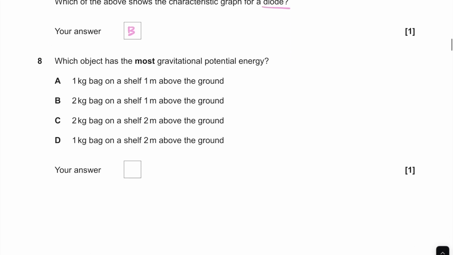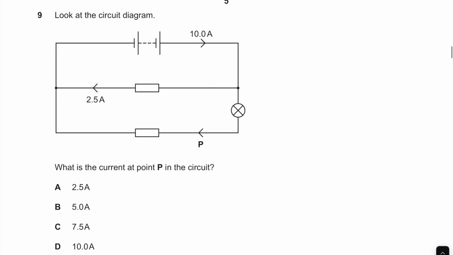Question number 8. Which object has most gravitational potential energy? We know that gravitational potential energy is mass times gravity times height. So it's proportional to the mass and the height, given that gravitational field strength is constant. So 2 kilos and 2 meters of height will give me the highest gravitational potential energy, so C shall be the answer.